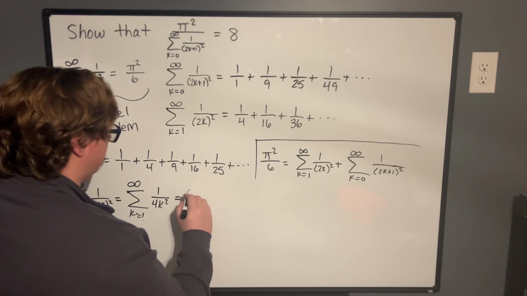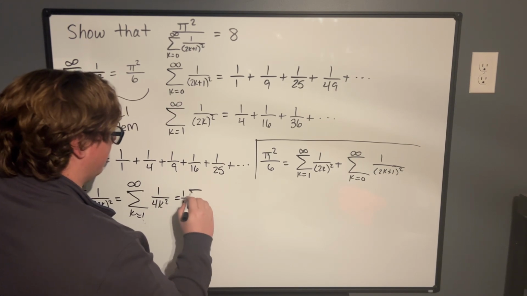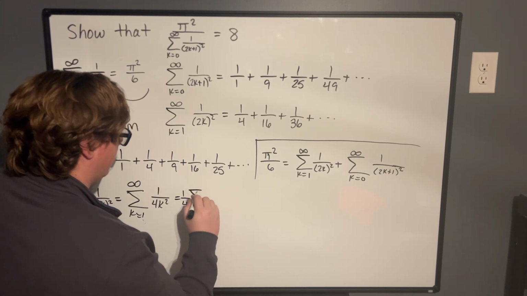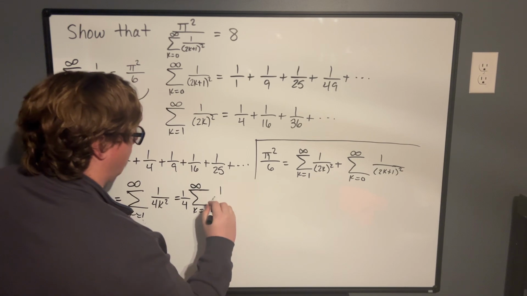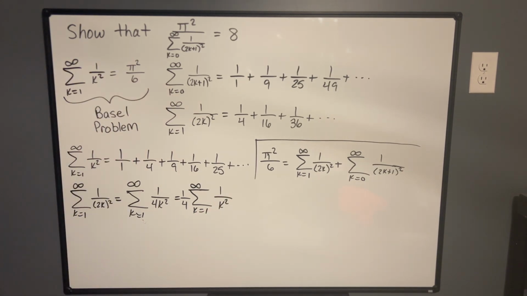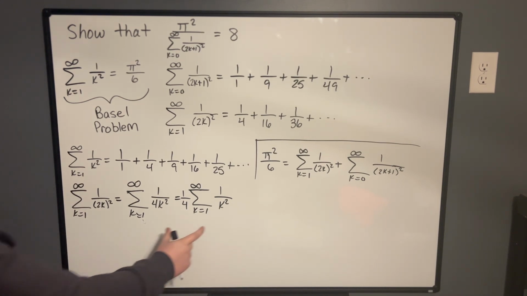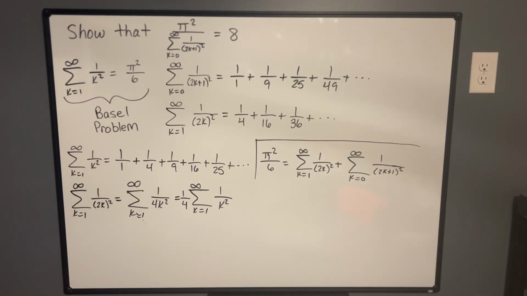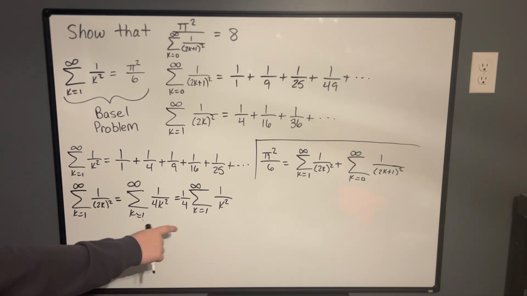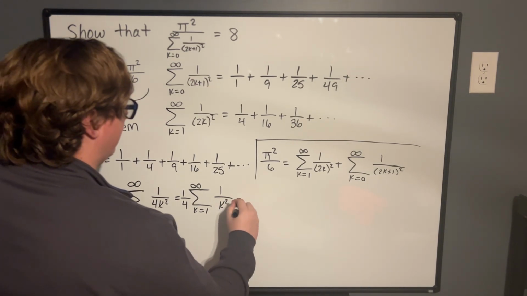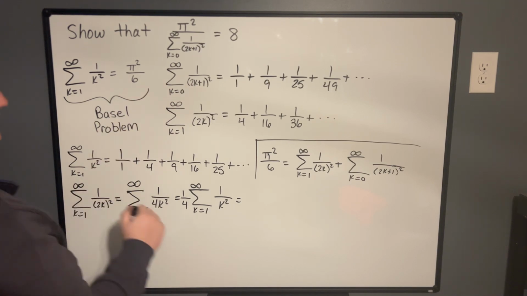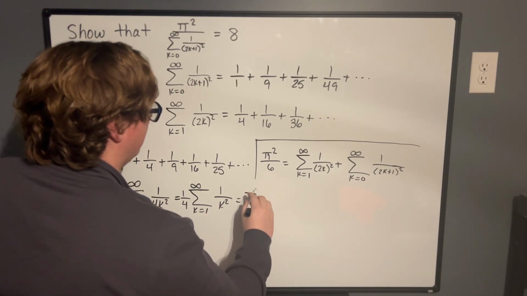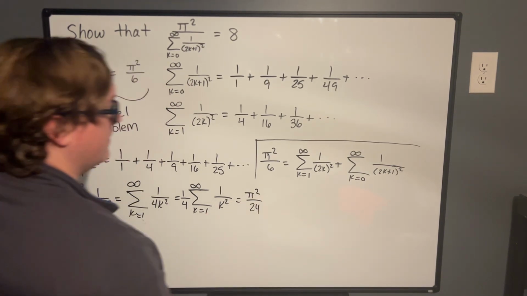So I get 1/4 out here times the sum, k equals 1 to infinity of 1 over k squared. And now you may be able to see why this is so helpful, because this sum is the Basel problem again. So it comes into play yet again. And we know it's 1/4 of that sum's value. So this is equal to 1/4 times pi squared over 6, and when you multiply that out, you get pi squared over 24.